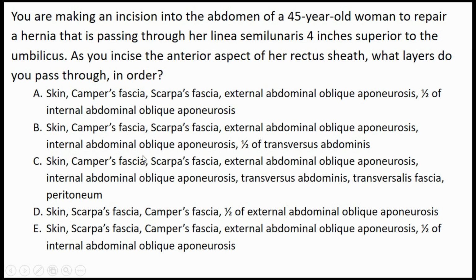Now we get to the point where we're distinguishing. It's going to be half of the internal abdominal oblique aponeurosis. That's what makes up the anterior part of the rectus sheath above the arcuate line. So A is the correct answer here. Now, if we were doing this below the arcuate line, we would actually have all of the external, all of the internal, and all of the transversus abdominis aponeurosis going anterior to the rectus abdominis. But that doesn't make B or C correct because we wouldn't even have the transversus fascia and peritoneum in front. So once again, A is the correct answer.